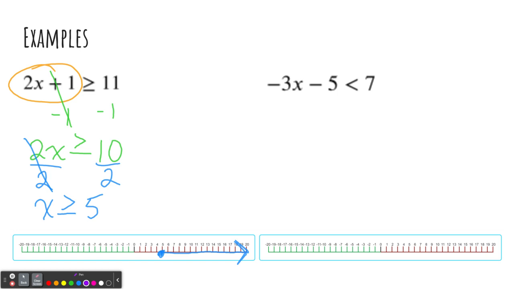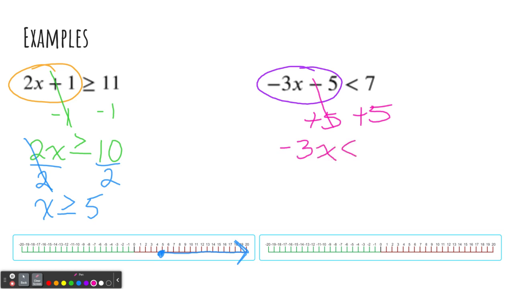Next example, x is on the left side of the symbol, so we're cleaning up this left side. The number further from the x is the 5, so to undo subtraction, we're going to add 5 to both sides. These cancel out. We have negative 3x is less than 12. Next, we need to cancel out our multiplication. So we're going to divide both sides by negative 3.